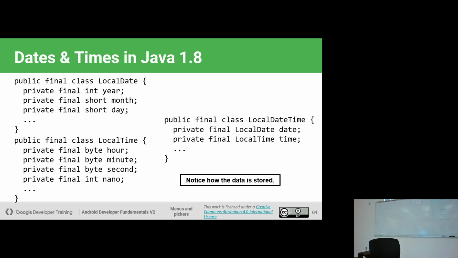Okay. Remember, going back to the Date class, the way that one's stored is the number of milliseconds since 1970. If I look inside of the Date class, there's literally just a long. That's it. There's a single long. That's how it stores the data.